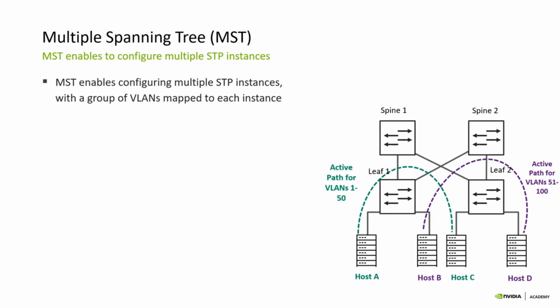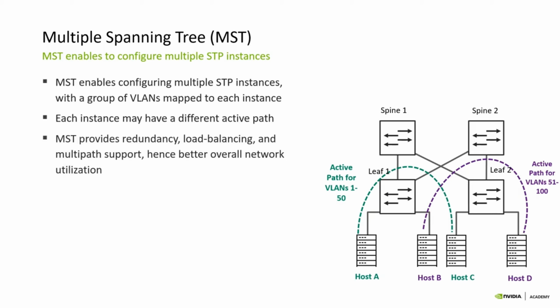MSTP settings can be configured so that each instance has a different active path. In our example, the green path is the active one for VLANs 1 through 50, and the purple path is the active path for VLANs 51 through 100. When hosts A and C in VLAN 2 communicate, the traffic will take the green path via spine 1, but when hosts B and D in VLAN 68 communicate, the traffic will take the purple path via spine 2. In this way, we achieve load balancing and multipath support, hence better overall network utilization. Sounds awesome, but in practice, as the network scales, it becomes very difficult to manage multiple MST instances.